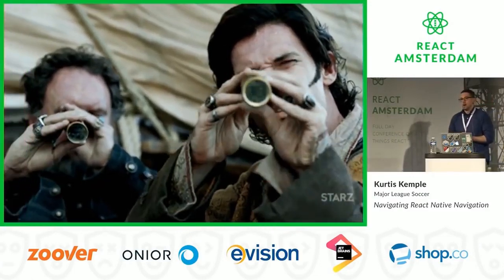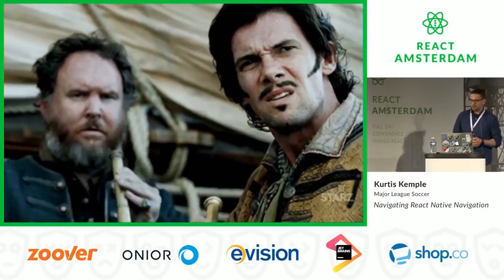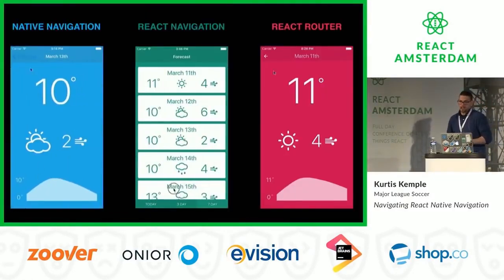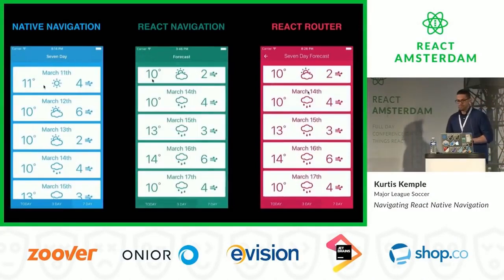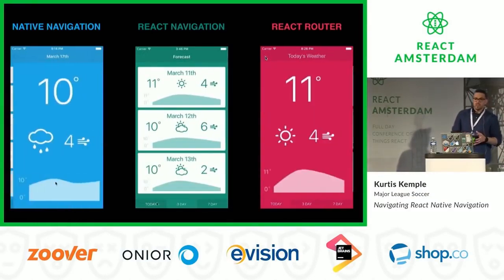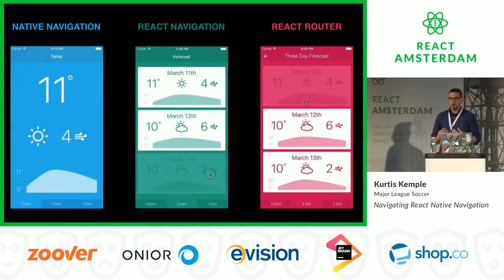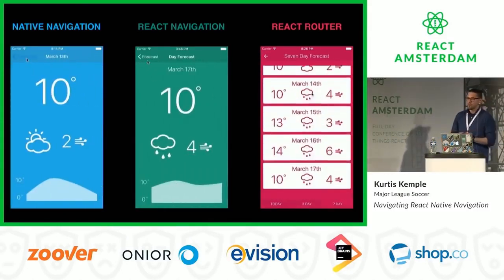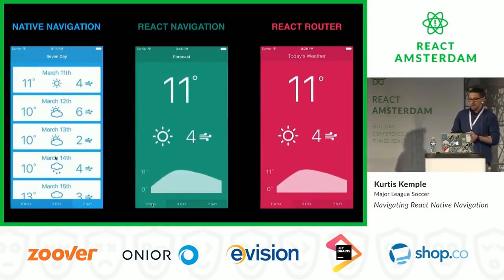But I'm actually going to focus on three for this talk because it's only half an hour. The three that I'm going to be talking about are native navigation, React Navigation, and React Router. All three of these had enough features in them that we could test them and see if they would work for us at MLS. It seemed from the surface, from doing our research, that any one of these could potentially be a good solution.